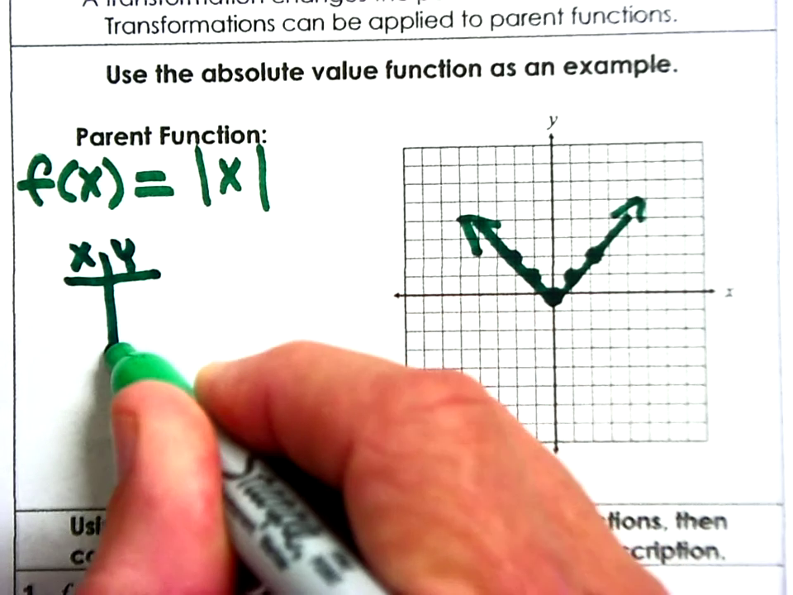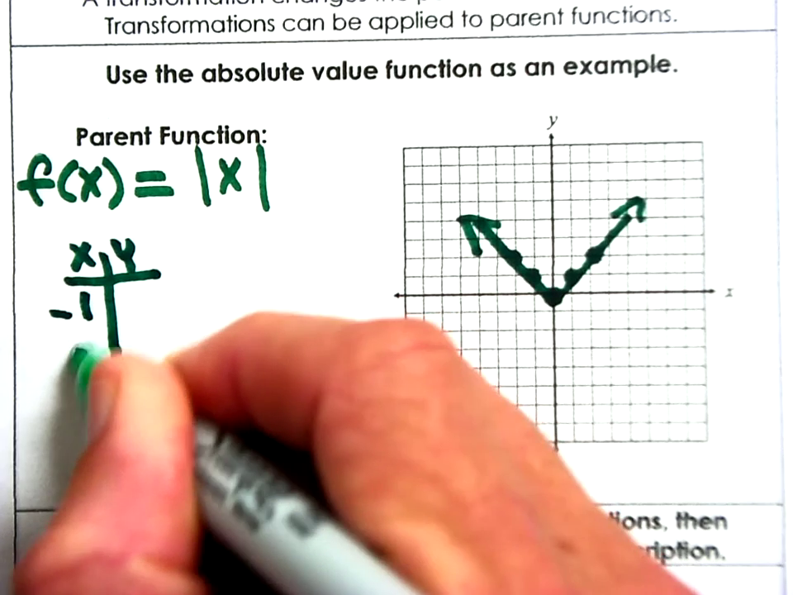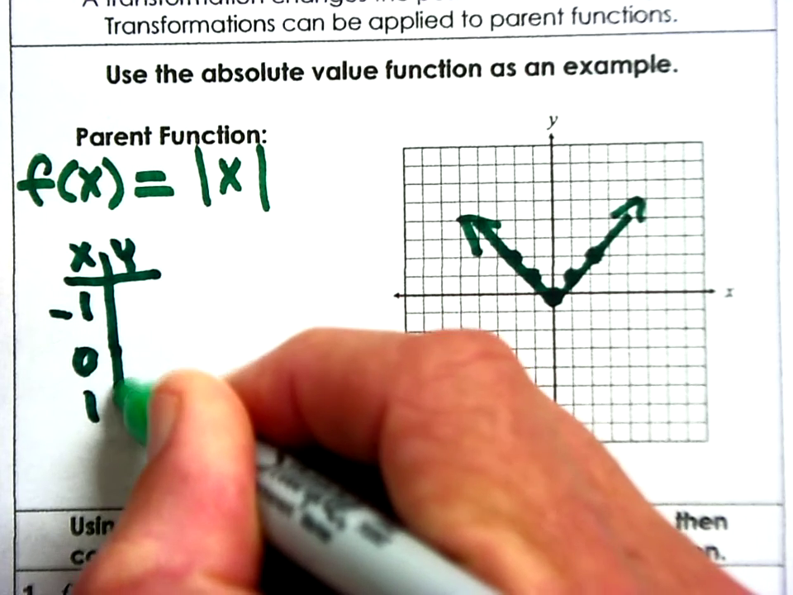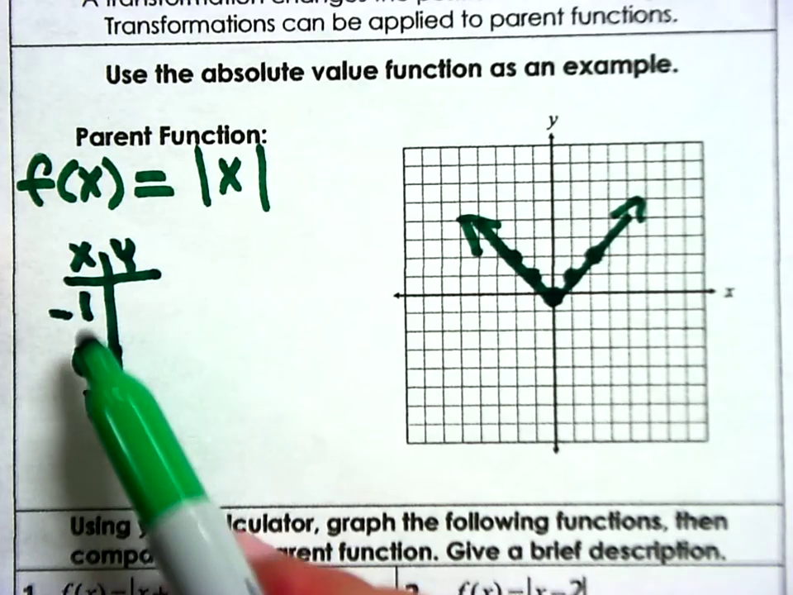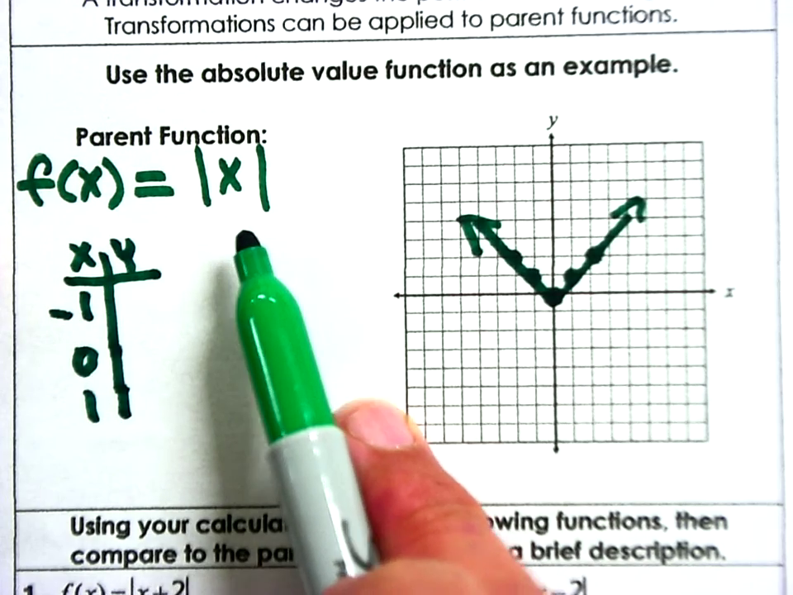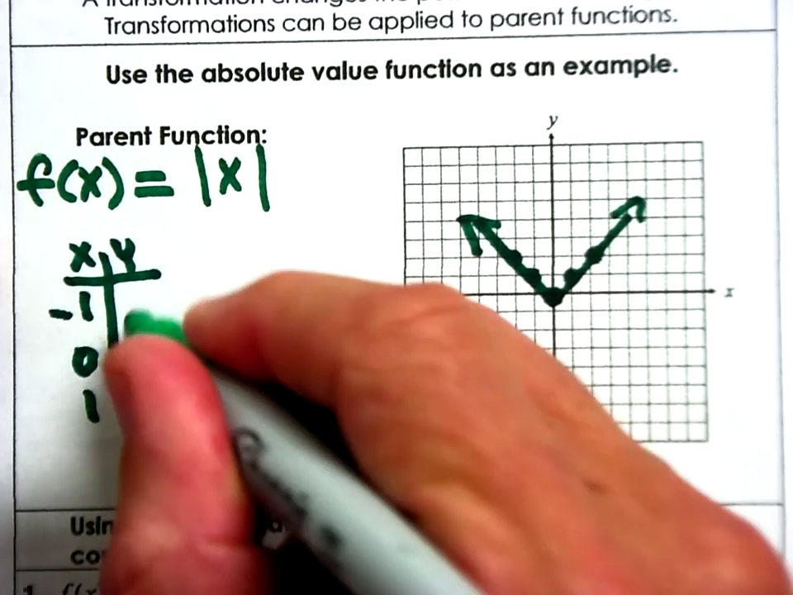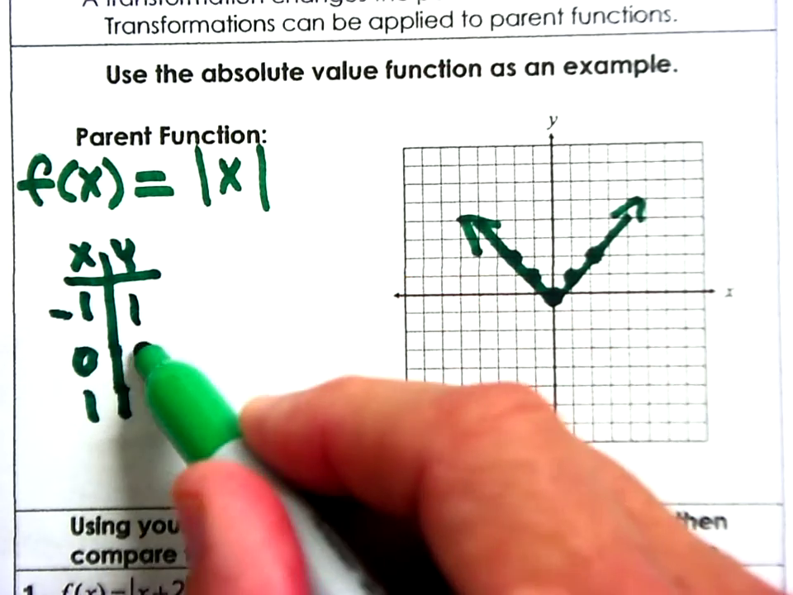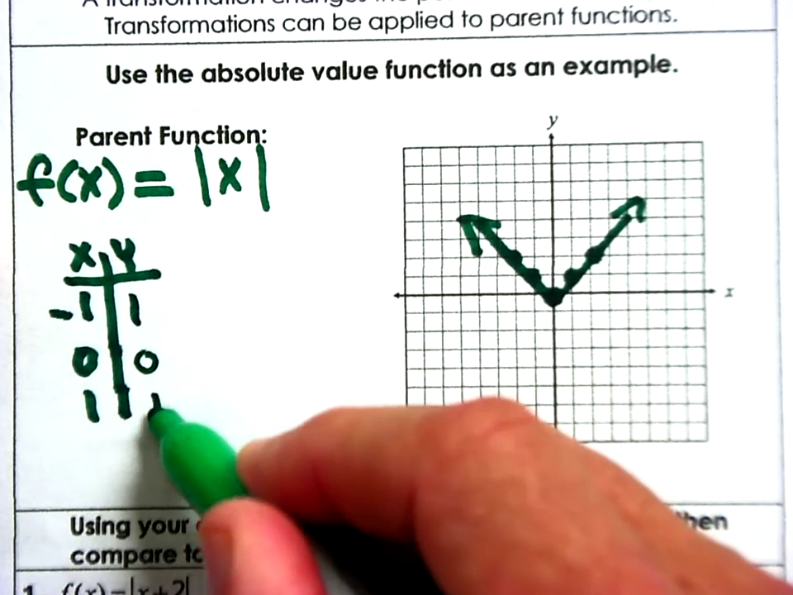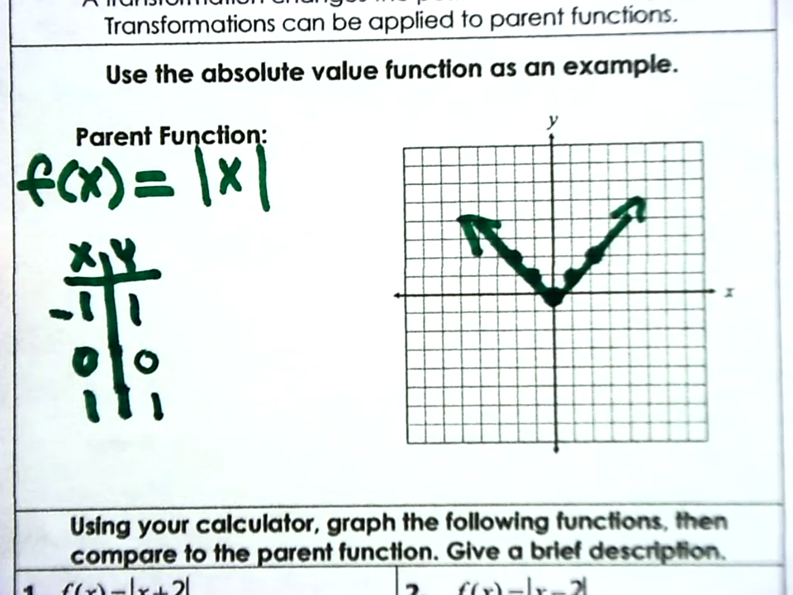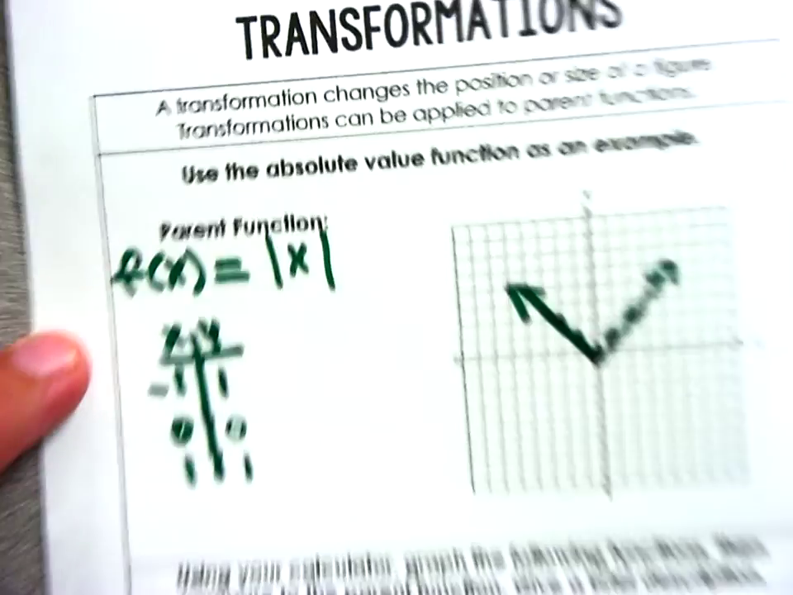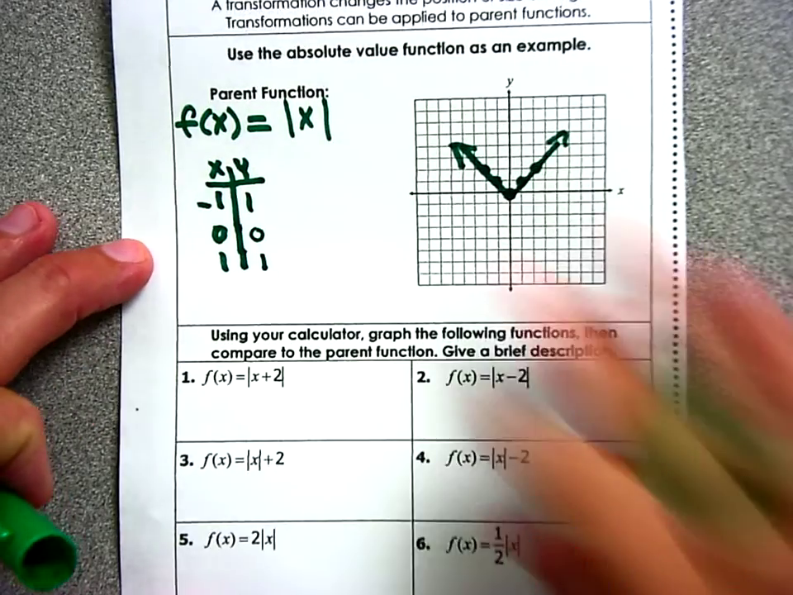You can select some x values. I would just select negative 1, 0, and 1. If you plug these three x's in for the absolute value of x, the absolute value of negative 1 is positive 1. The absolute value of 0 is 0, and the absolute value of positive 1 is also 1. That's why these values went back up. This is function f of x. So that's your parent function right there.